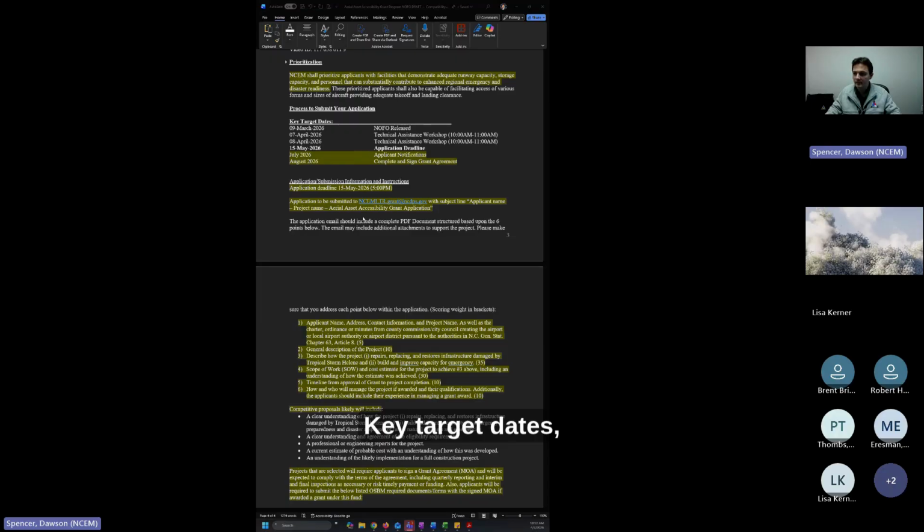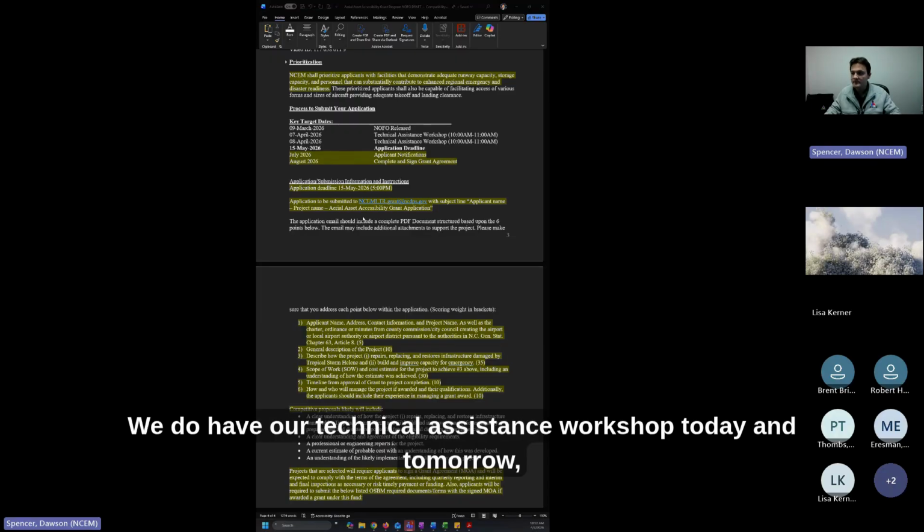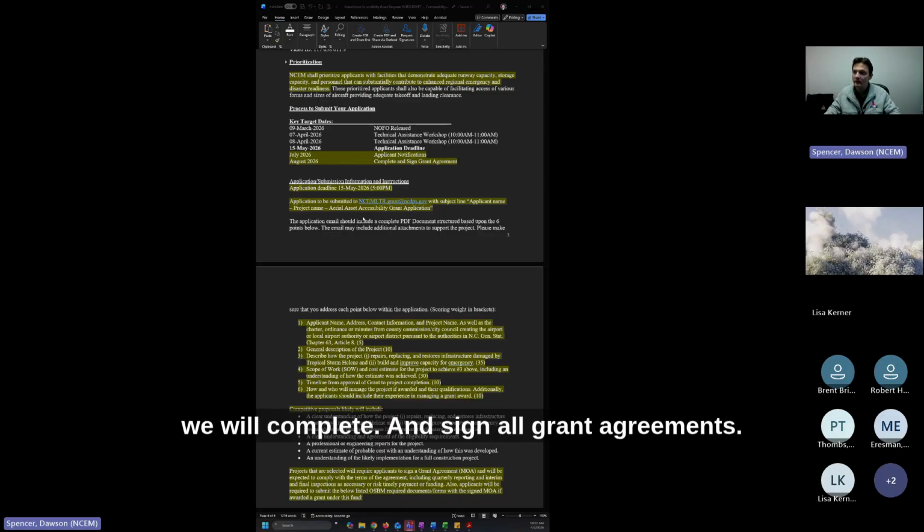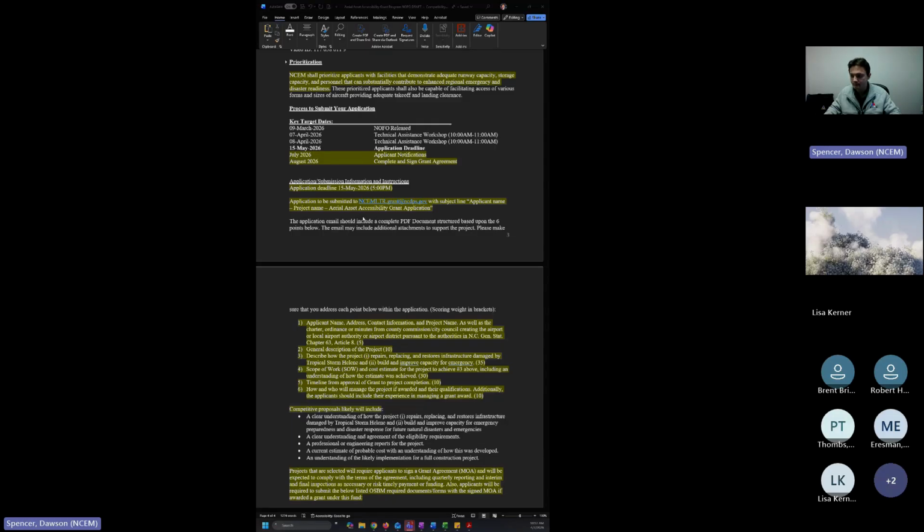Key target dates, obvious ones are one today. We do have our technical assistance workshop today and tomorrow, so those are very important, as well as the previously mentioned application deadline on May 15th. After that would be July 2026, when we will notify the applicants of their award. And then in August 2026, we will complete and sign all grant agreements.